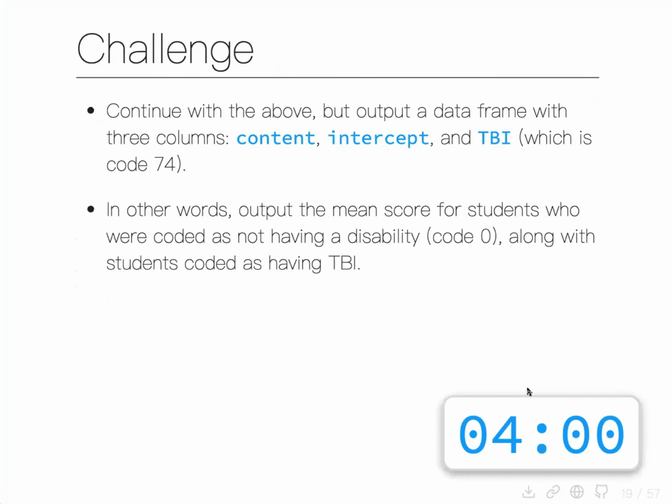So then we talked about this. We did this little challenge where I said, okay, now we've got all of these coefficients. Can we create a data frame that has just the content, the intercept, and the coefficient for TBI? And so we did that like this, right? Fit the model, extract the coefficients, and then for no_disab, we're no disability, right? We're going to loop through coefs and pull the first one, which is the intercept. For TBI, I went ahead and added it to no_disab because that would actually give us the mean for TBI.